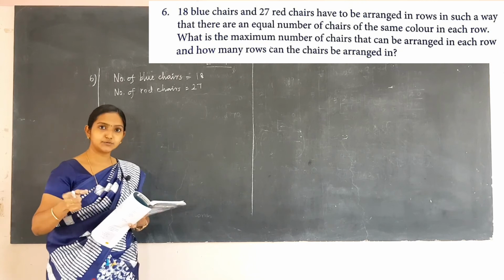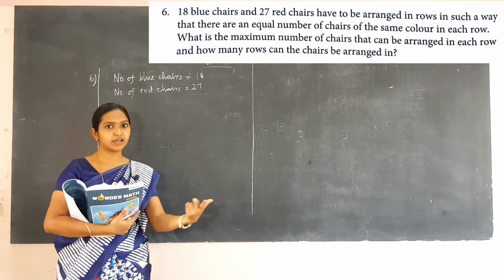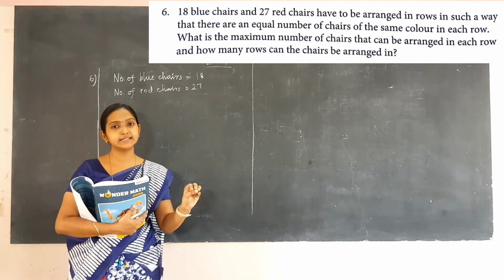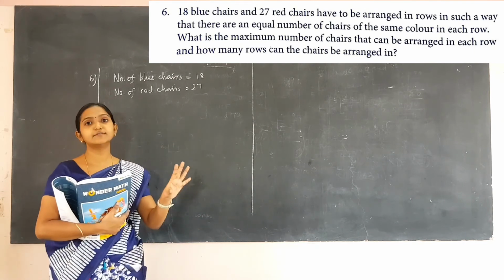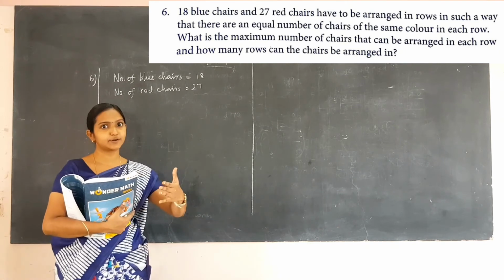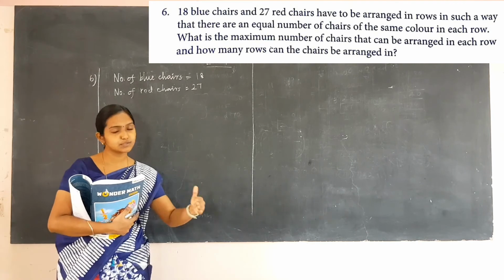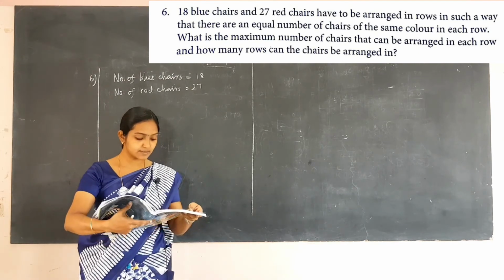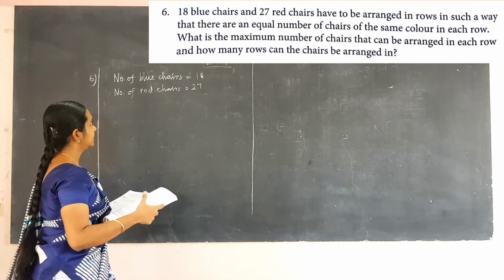18 blue chairs இருக்குது, 27 red chairs இருக்குது. நம்ம எப்படி அரேஞ்ச் பண்ணணும் அப்படின்னா, ஒரு ரோவில் வந்து சேம் கலர்ஸ் இருக்கணும். இப்போ ஒரு ரோவில் வந்து 10 chairs அரேஞ்ச் பண்ணுறோன்னா 5 blue chairs 5 red chairs இருக்கணும். அதான் ஈக்குவலாக அரேஞ்ச் பண்ணணும். அப்படி எத்தனை ரோஸ்க்கு வைக்கணும் அப்படிங்கிறத நம்ம கண்டுபிடிக்கணும். கொஷ்டினில் இட் இஸ் கிவன் what is the maximum number of chairs? Maximum means we have to find HCF.